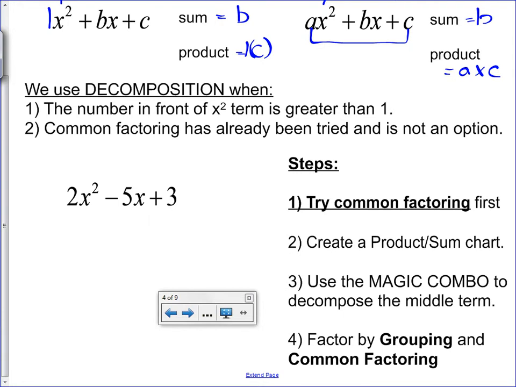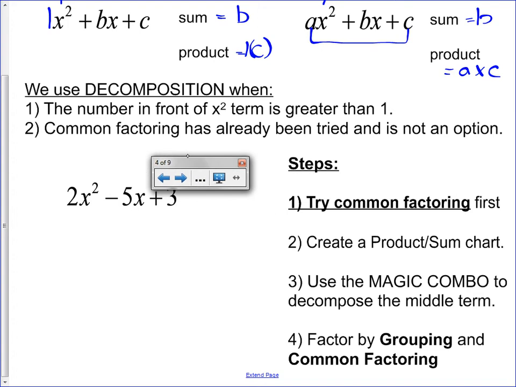So when do we use decomposition? This is what it's called. The number in front of the x squared term is greater than 1. And it says here common factoring has already been tried and it's not an option. You just did 3 examples, hopefully, where there was a number out in front of x squared. Well, in those examples, it all divided out evenly, so you still got 1 in front of x squared. We're going to look at options where you can't common factor.